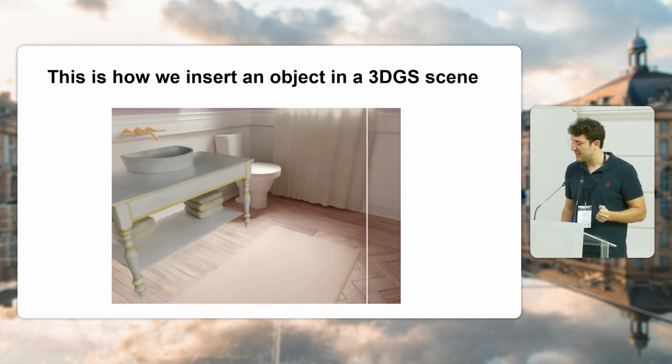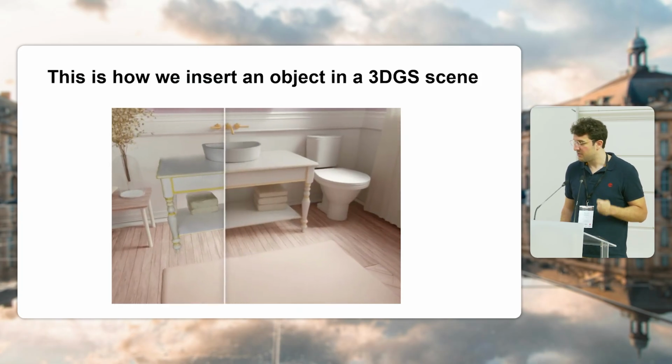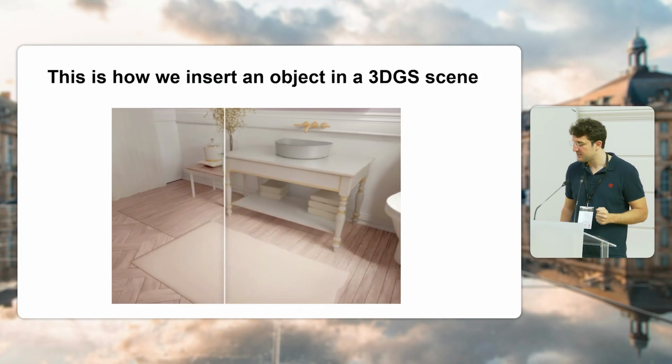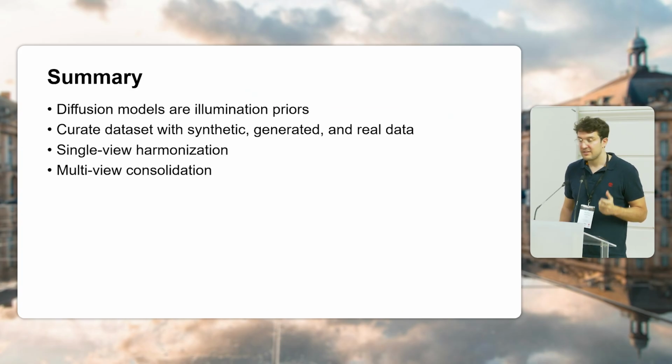So hopefully by now you understand how we managed to get this insertion in the original 3DGS scene. A quick summary is that we use diffusion models as illumination priors. We create a dataset of synthetic, generated, and real data. We develop this model for single view harmonization, and then we propose this multi-view consolidation to end up with a consistent 3DGS representation.